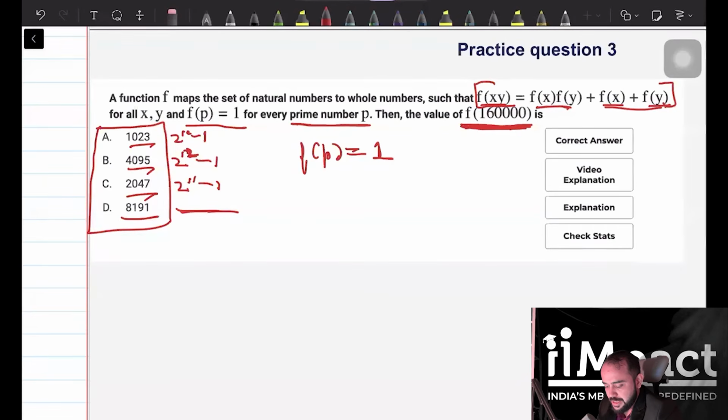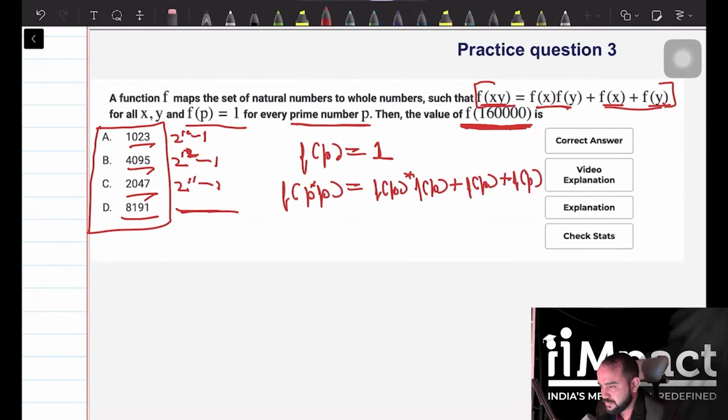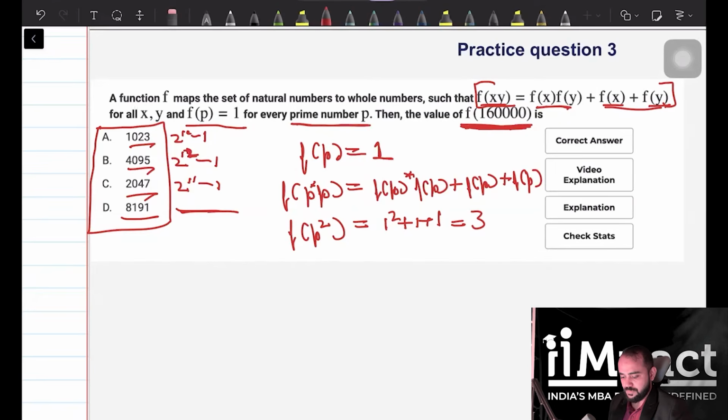F of P into P is going to be what? F of P into P plus P into F of P. Is that correct? Which gives you F of P square is equal to 1 plus 1 plus 1, which is equal to 3. What is the next thing that I should test for? Alright, this is the relationship that is given to you. Let's write it in a neat manner.